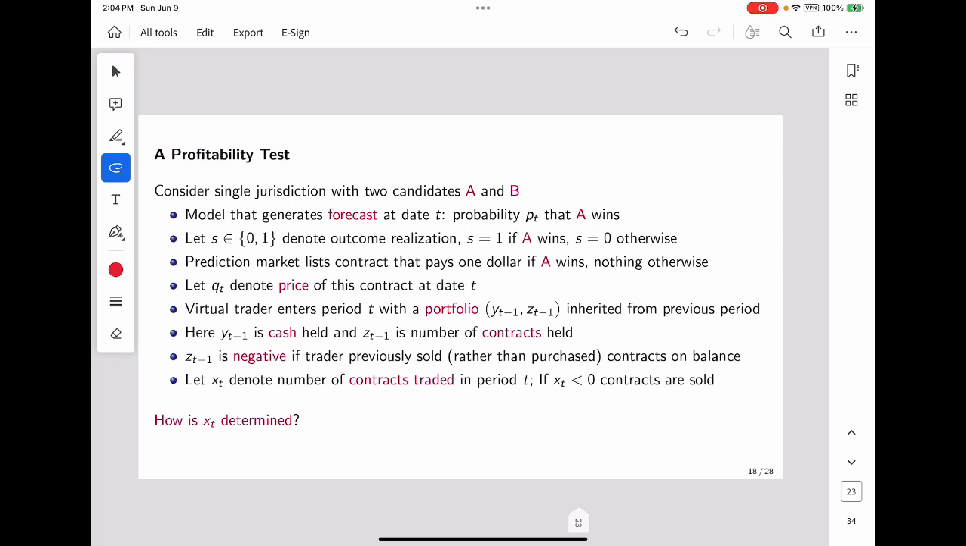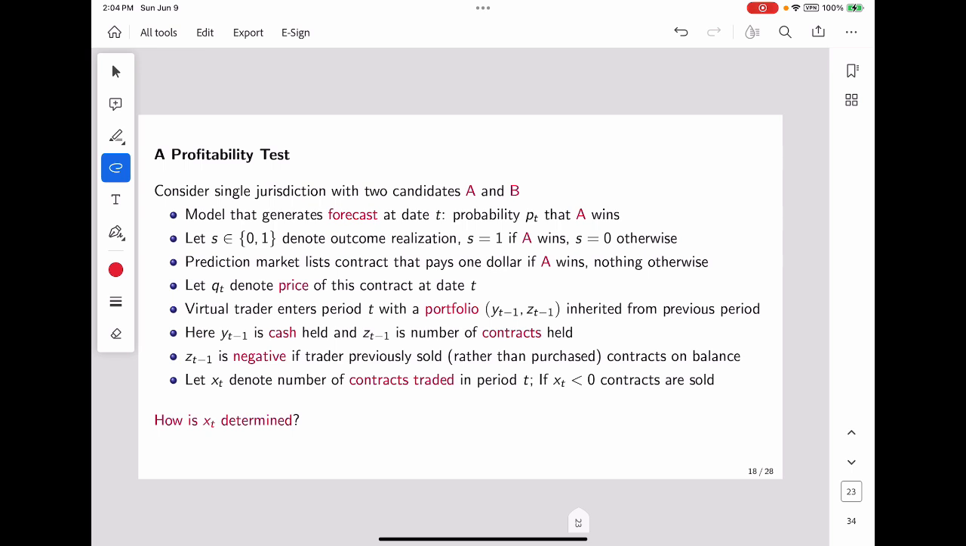At the same time, you have a prediction market that lists a contract that pays $1 if A wins and nothing otherwise, and let Q_t denote the price of this contract at date t. So Q_t and P_t are both forecasts of this event. P_t is coming from the model and Q_t is coming from the market.